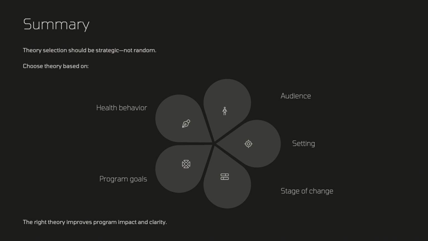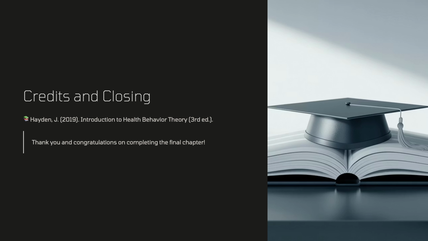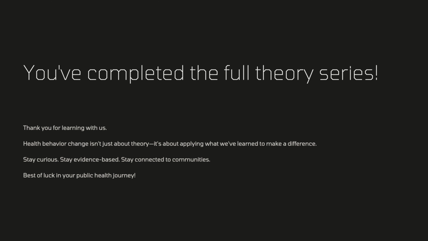Chapter summary. Choosing the right theory improves program design, delivery, and evaluation. Theory selection depends on behavior type, target population, setting, readiness to change, intended outcome. No theory fits all, but strategic use of theory leads to better health outcomes. This video content is based on Introduction to Health Behavior Theory by Joanna Hayden.